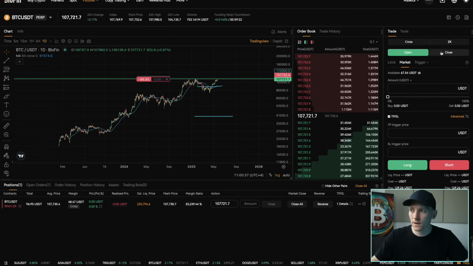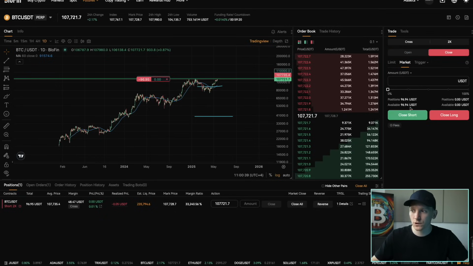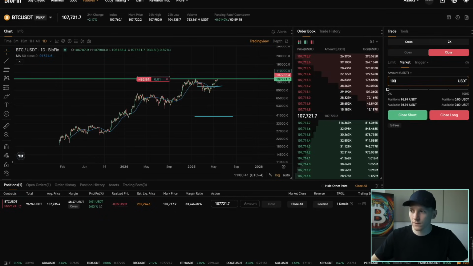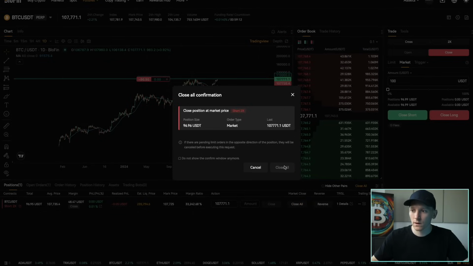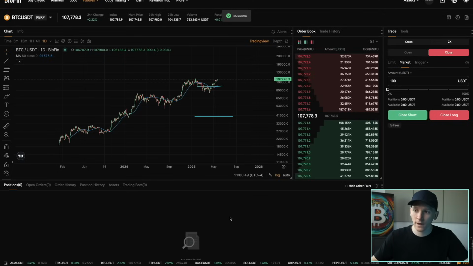You can also go up here and close it by closing the short, so $100 or whatever it is, you can close the short. However, it's better down here because then you can get the closing absolutely perfect. So close the order, close all, that closes everything out, and no trades in.